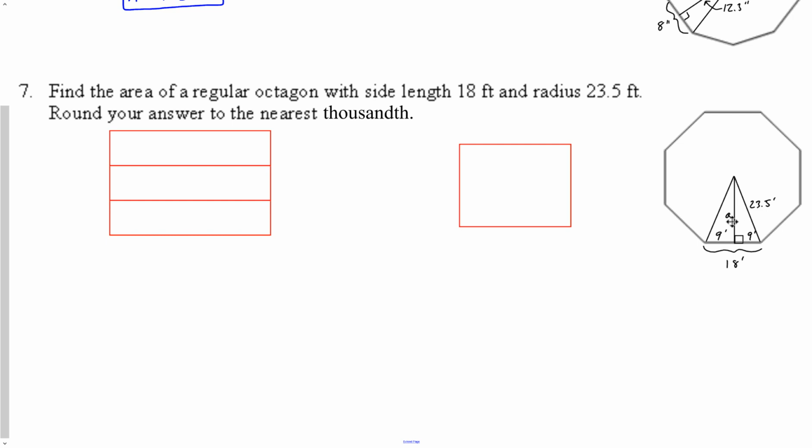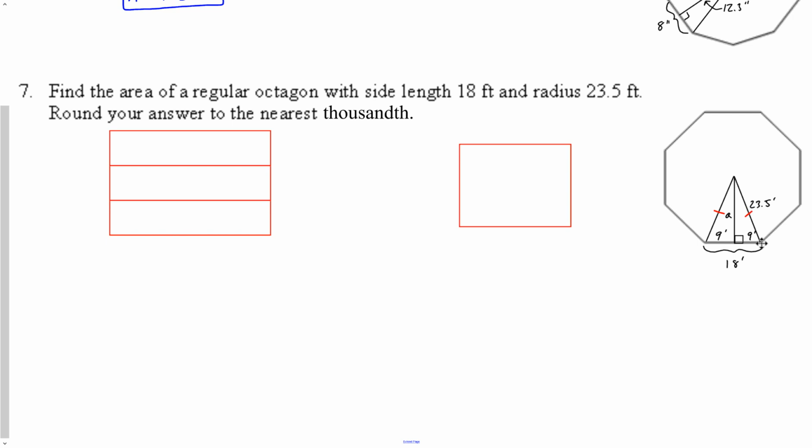So now we have to think to ourselves, how do I figure out what this apothem is if I'm given the other 2 lengths? Well, notice here I have 9 feet and 9 feet written in because, again, we know that this is an isosceles triangle with the 2 radii. So that means that not only is this apothem bisecting that vertex angle, but it's also the perpendicular bisector of the base, which happens to be the side of the polygon.